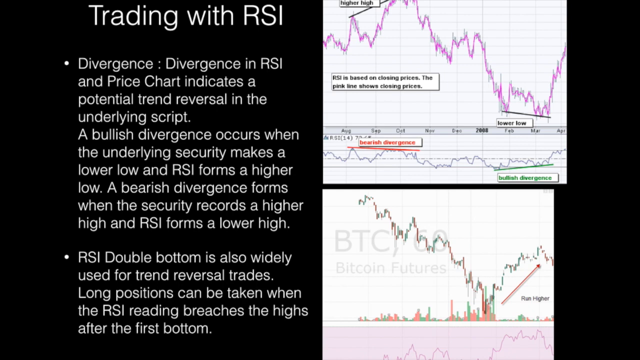Number 2. RSI double bottom. RSI double bottom is also widely used for trend reversal trades. Long positions can be taken when the RSI reading breaches the highs after the first bottom.